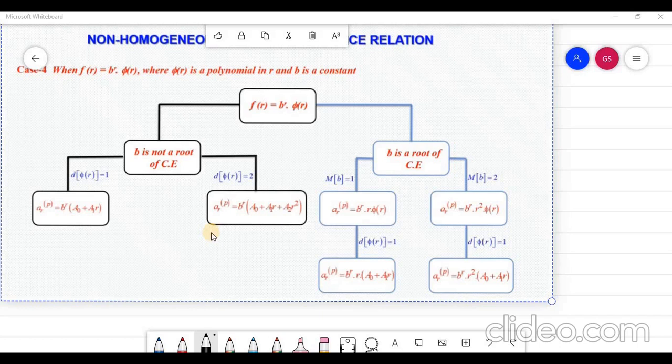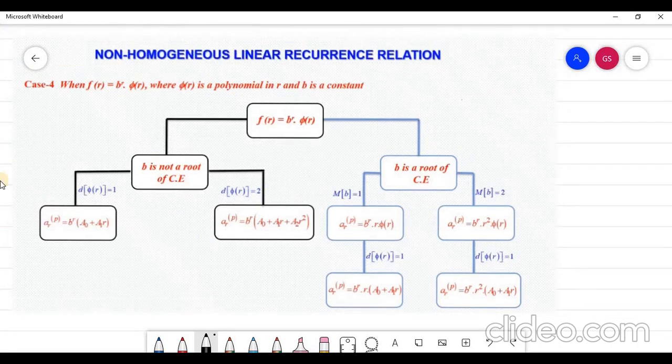Good morning, students. So today in this lecture we are going to discuss the non-homogeneous linear recurrence relation. In today's lecture we are going to discuss case number 4.